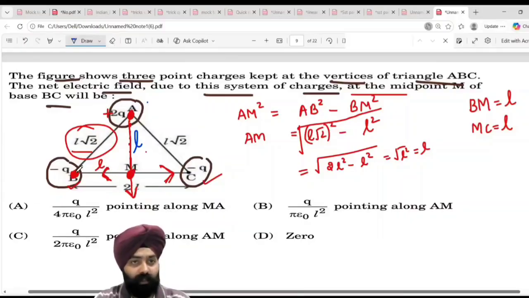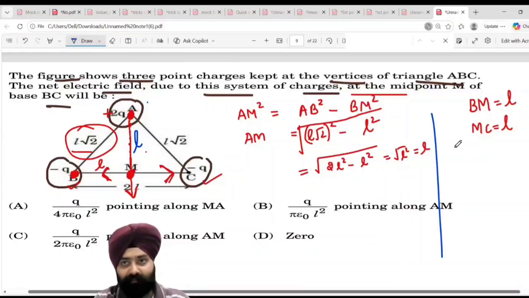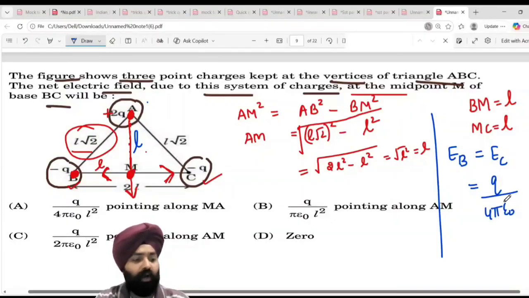Now you know MB is L and MC is also L. So at points B and C, the electric field is the same. So it will be equal to Q upon 4 pi epsilon naught. What is the distance? L, right? L square. Done. And it's equal and opposite. If it's equal and opposite, when we add them, it will become 0, right? Because it's equal and opposite. Done.